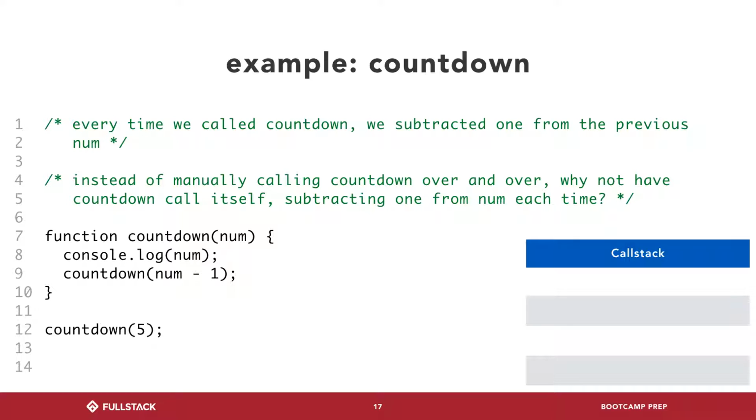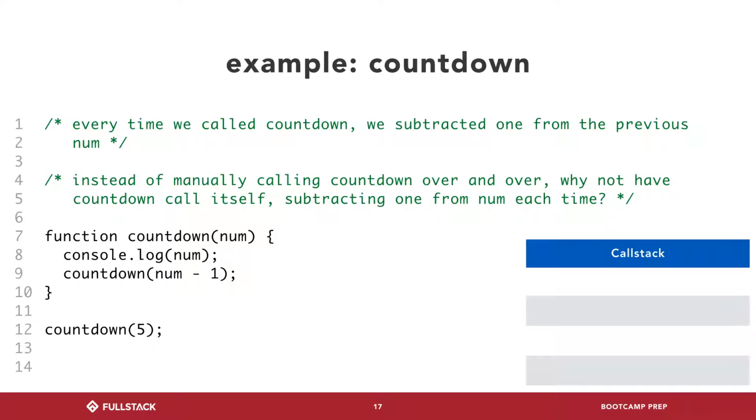Except now this time it's going to be countdown, and the number is going to be what? 4, right? And so it's going to console log out 4, and then the next line after that is saying, hey, let's do another countdown of 4 minus 1. So another instance of the countdown function pops up again, starts running, right?